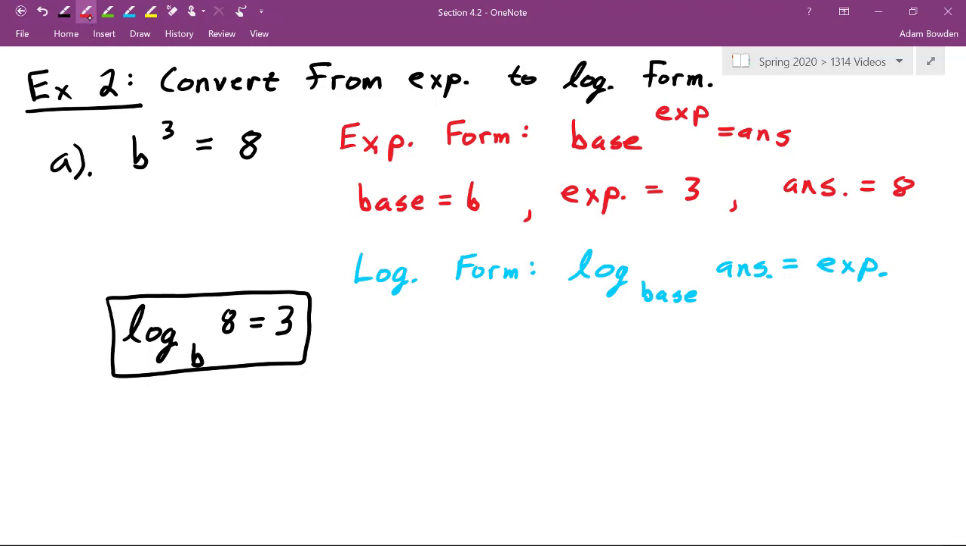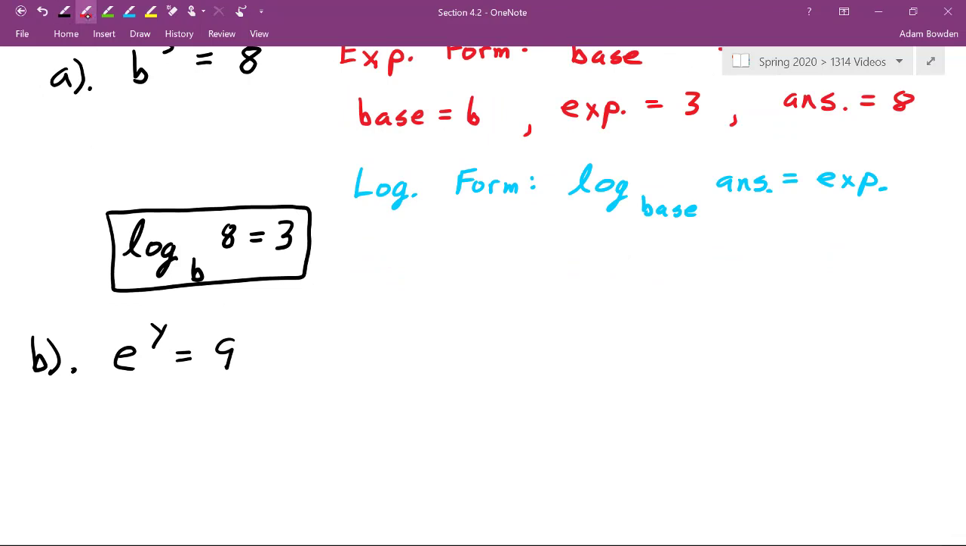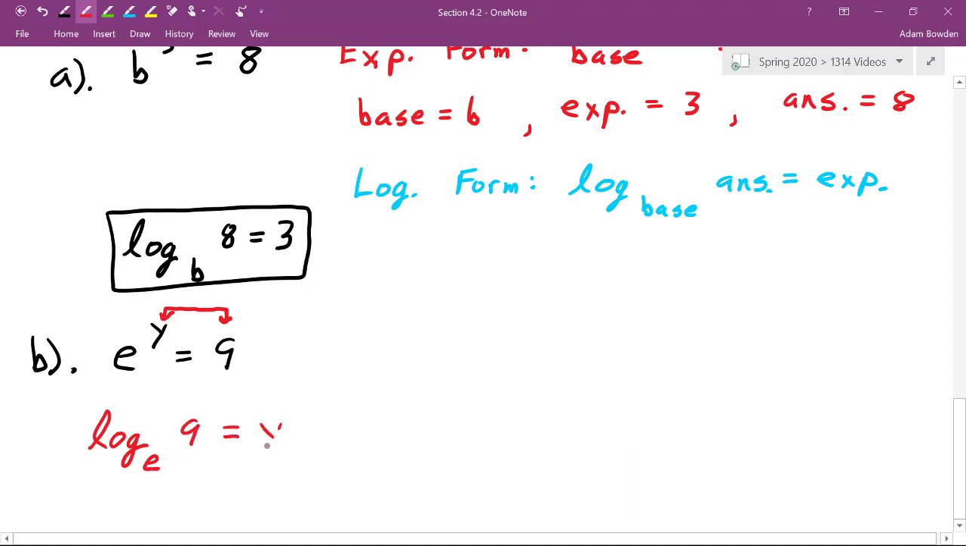A shortcut in the future is to swap the 8 and the 3 and put the log out in front of everything. The b becomes the base down below, and the 3 and the 8 swap around. Let's look at another one: e to the y equals 9. Taking the shortcut, swap the y and the 9 and put the log in front. The base is e, so log base e of 9 equals y.